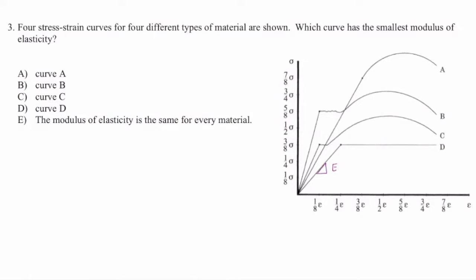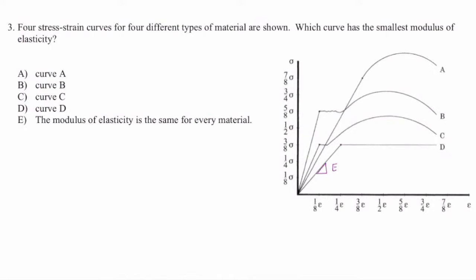We have 4 different types of materials. We have a stress strain curve for 4 different types of materials. Which curve has the smallest modulus of elasticity compared to the other ones? Which curve has the smallest modulus of elasticity?